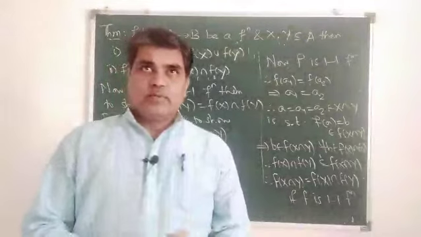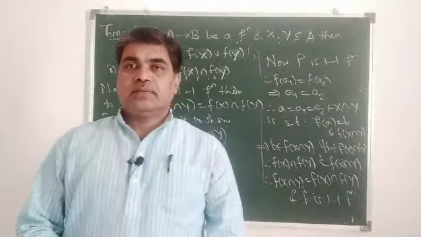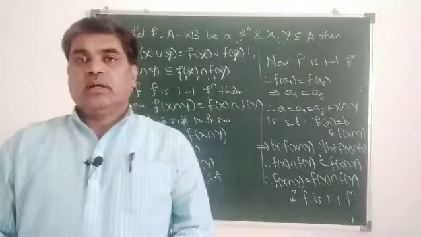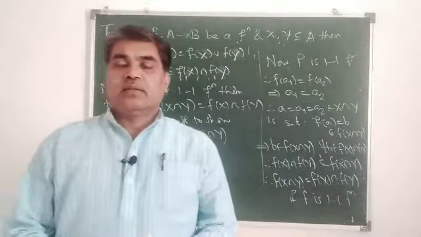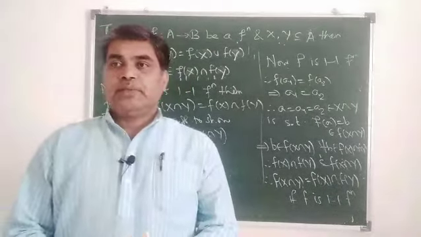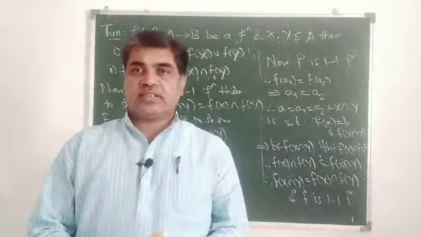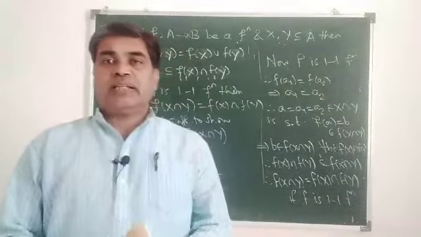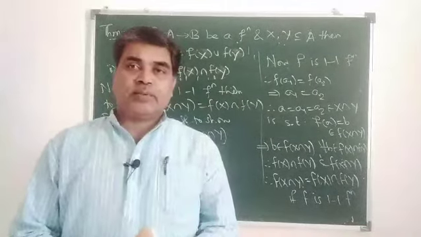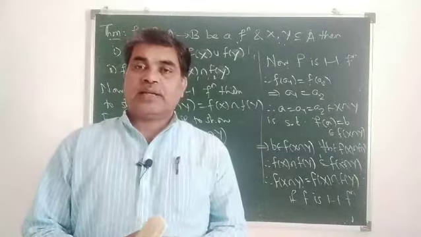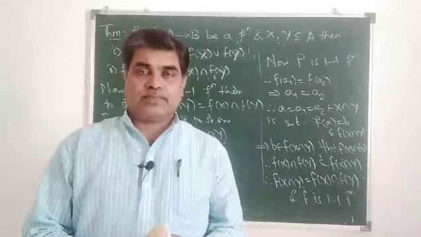Hello students, in the previous lecture we have studied properties of functions. We proved that if f from A to B is a function and X, Y are subsets of B, then f inverse of X union Y is equal to f inverse X union f inverse Y, and f inverse of X intersection Y equals f inverse X intersection f inverse Y. Additionally, if X, Y are subsets of A, then f of X union Y equals f(X) union f(Y). F of X intersection Y is a subset of f(X) intersection f(Y), and equality holds if and only if f is one-one function.